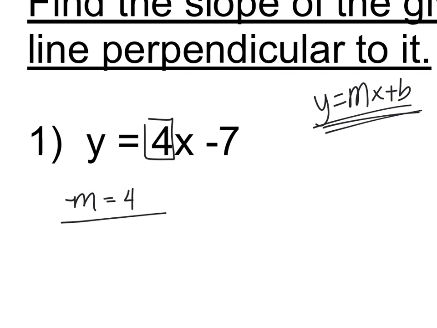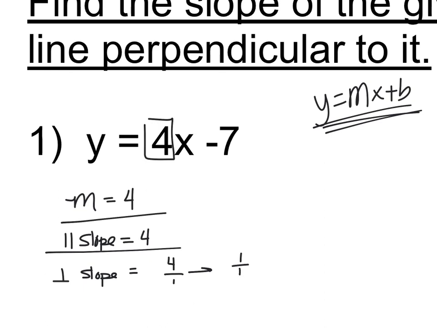My parallel slope is the exact same slope, so my parallel slope is also 4. My perpendicular slope: I'm starting with 4 over 1, because anytime I have a whole number, it's really just over 1. 4 divided by 1 is 4, that's why I can write it. I flip it, and I negate it. So my perpendicular slope is negative 1/4.